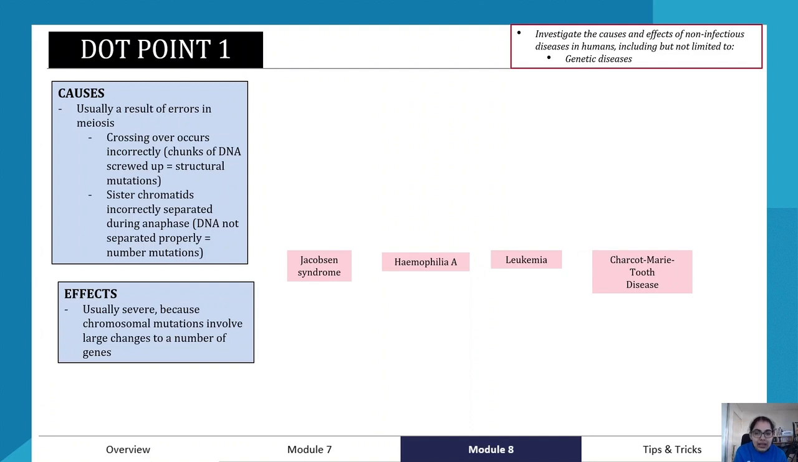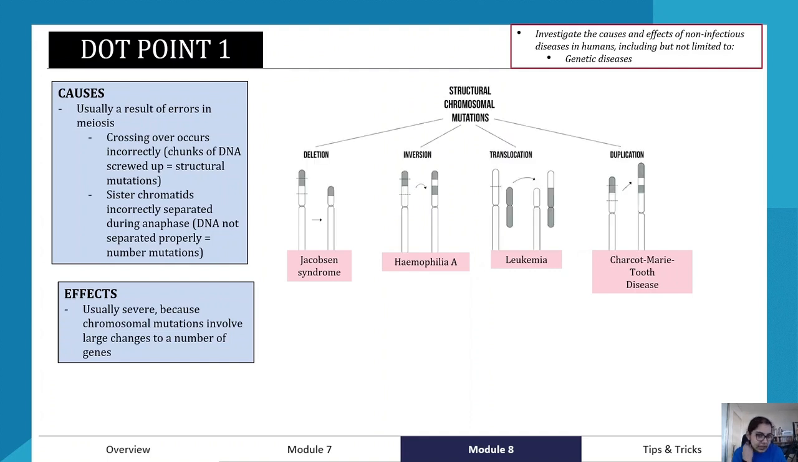So let's have a look at the causes and the effects of genetic diseases. Firstly, let's have a look at structural chromosome mutations. So we see deletion, so part of the chromosome has been deleted. Inversion, that's been inverted, upside down. Translocation, we see that switch. And finally, duplication, so that part is added. So examples include Jacobsen syndrome, hemophilia A, leukemia, and also Charcot-Marie-Tooth disease.